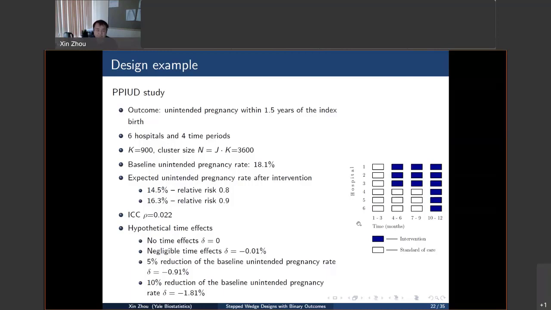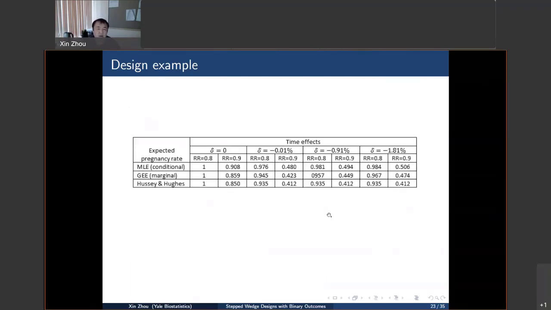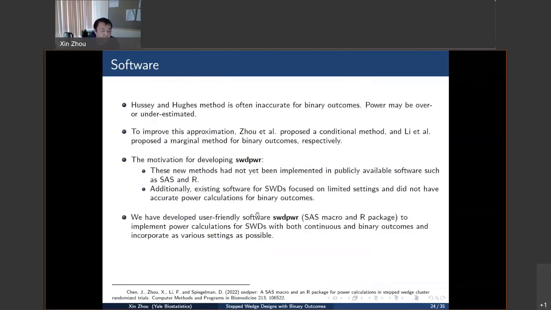Now, this table shows results. We can see that our maximum likelihood method is more powerful than others, and the Hussey and Hughes method underestimates the power. When there exist time effects, the power is much smaller compared with the case without time effects. Okay, let's move to the software.